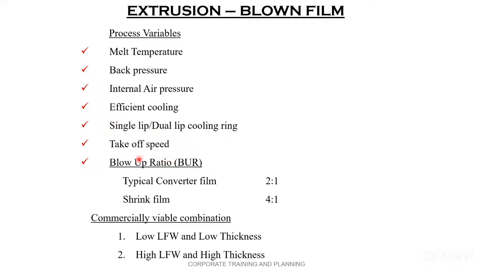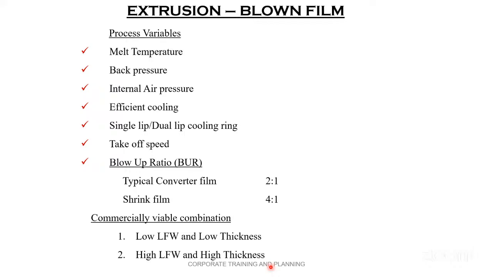Takeoff speed, that is nip roll speed. Takeoff is nip roll speed. That should be synchronized. Blow up ratio: typical converter film 2:1 and shrink film 4:1, because shrink film always shrinks after the application, right? Therefore, the blow up ratio required for the shrink film is higher than for this converter film. Commercially viable combinations, you know, are low lay flat width and low thickness, high lay flat width, high thickness.